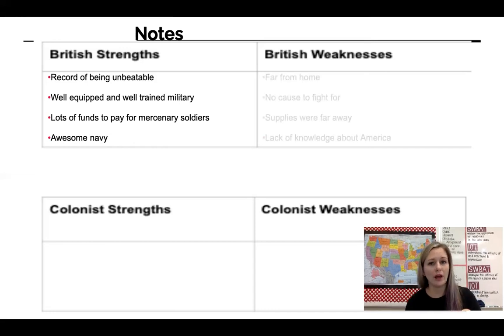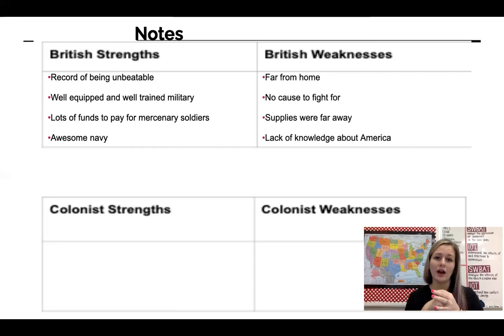So let's talk about what they don't have though. On the downside, the British are fighting this war not on their own soil, but far from home. As I said a minute ago, there's a lot of people from England that are like, why am I fighting for this? Why do I care about these colonists and their whining over in England? Why do I need to go and fight for England because of this? Those colonists are so far away and so removed that, why would they care? So they don't have a cause to fight for. They don't have something that their soldiers are really passionate about when it comes to trying to win.